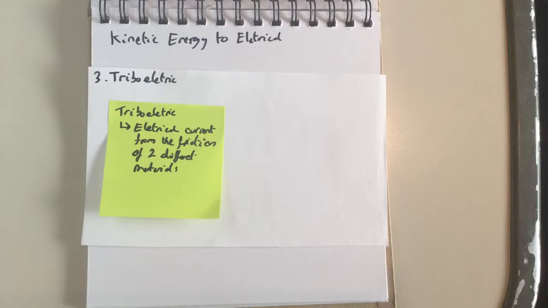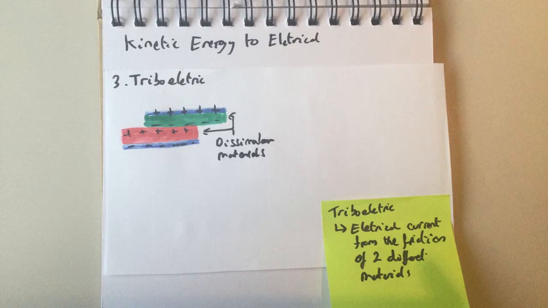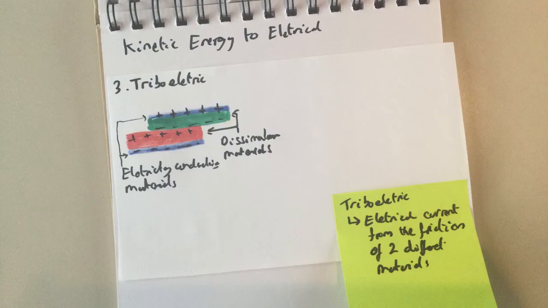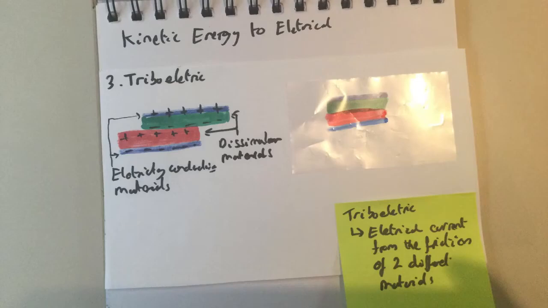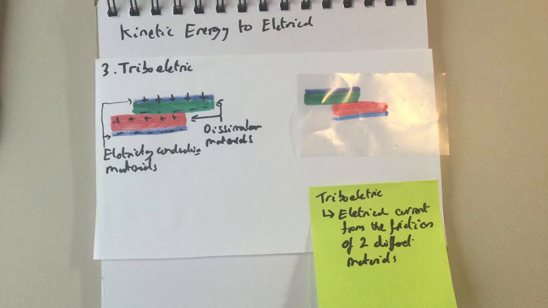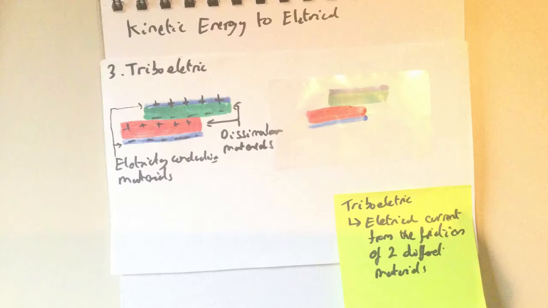The final method I looked at is triboelectric, and this is another fancy term for the electrical potential or current produced from the friction of 2 dissimilar materials. So you can see my dissimilar materials are in green and red, and my electric conducting materials in blue. What we do is have one side fixed, one side free, so that when our sound wave comes through, we create this frictional interaction, and this generates our electricity from the pressure change of sound.